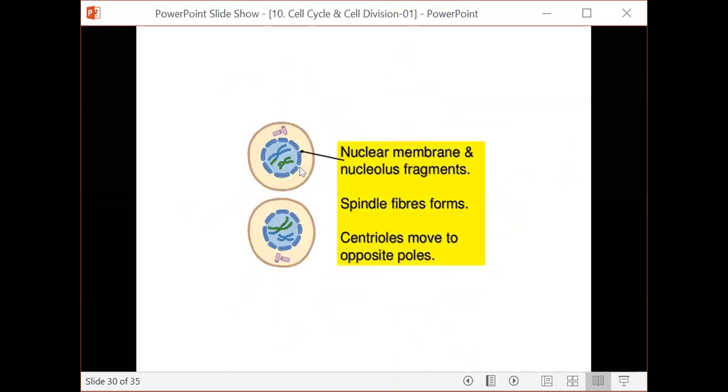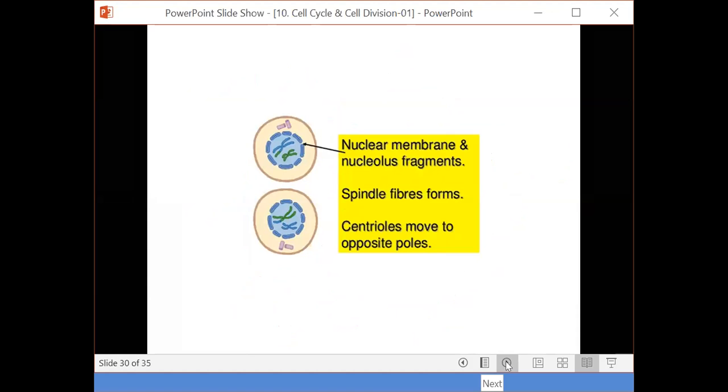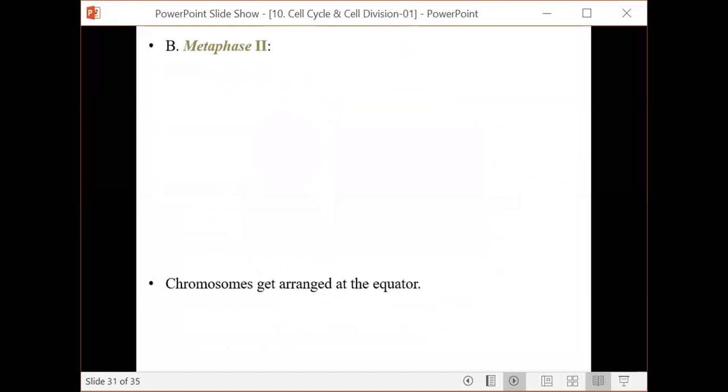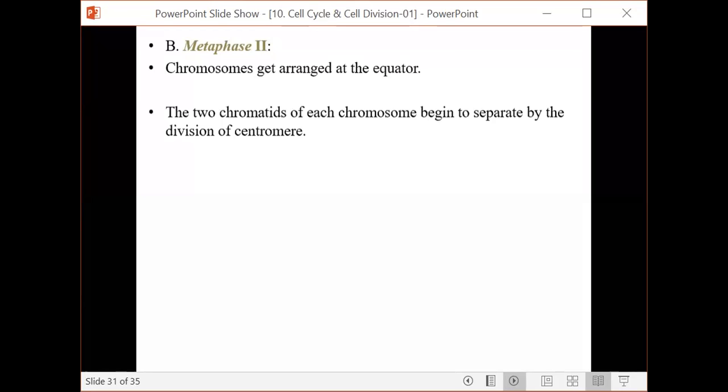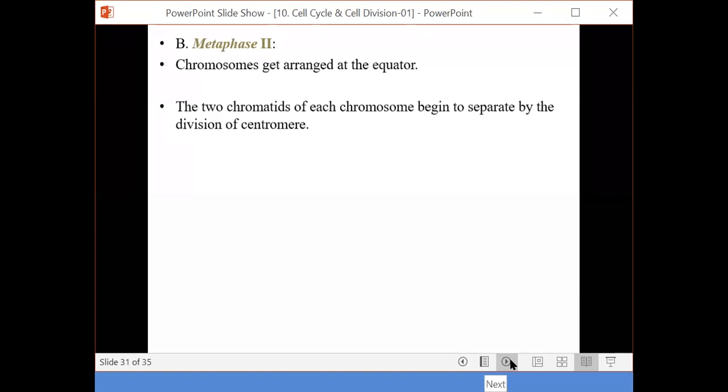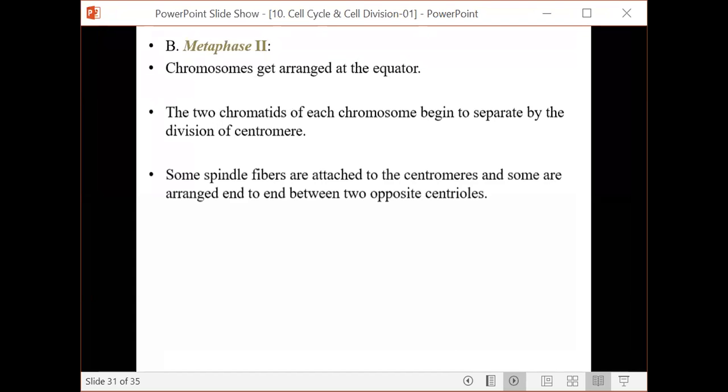So prophase 2, we are talking about prophase 2: the nuclear membrane and nucleolus fragments. Spindle fibers will form, the centrioles move towards the opposite poles, similar to the prophase of mitosis. Next, metaphase 2. What is happening? Chromosomes are getting arranged at the equator. The two chromatids of each chromosome separate by division of the centromere. The spindle fiber is attached to the centromere, some arranged end to end to opposites.